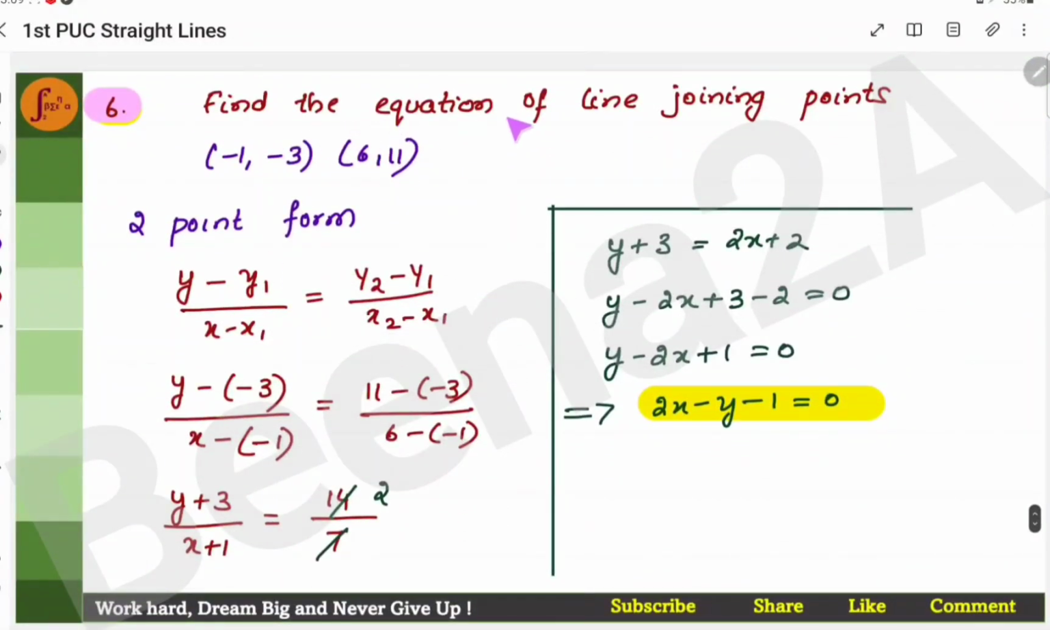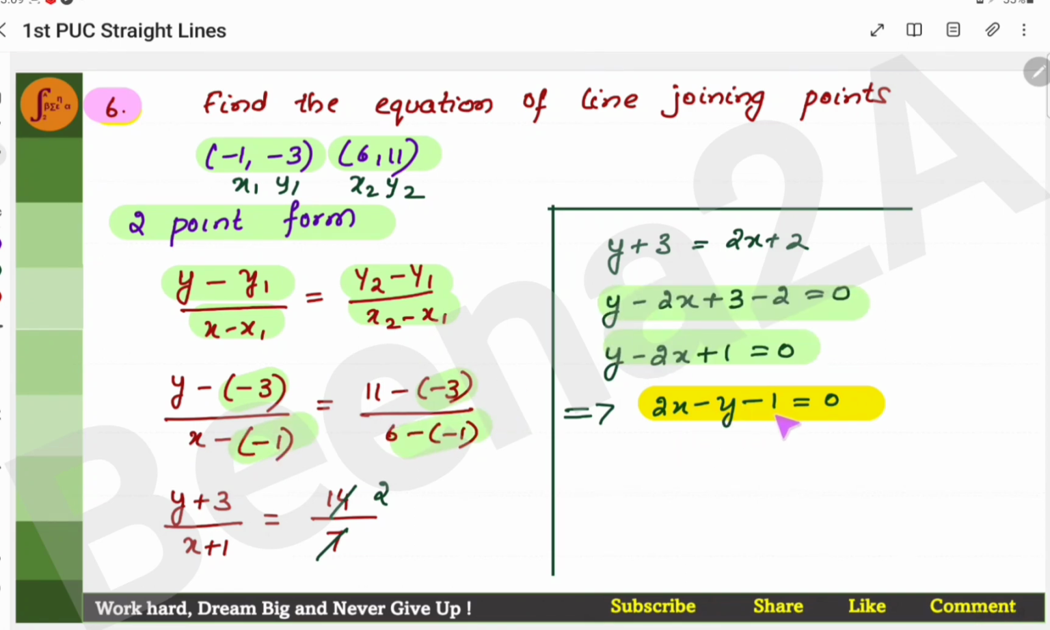Now another problem, find the equation of line joining these 2 points. Again, same concept. Use this equation, substitute, right? Assume this is x1, y1, x2, y2. Substitute the points, right? And rearrange the terms. You'll get this equation.